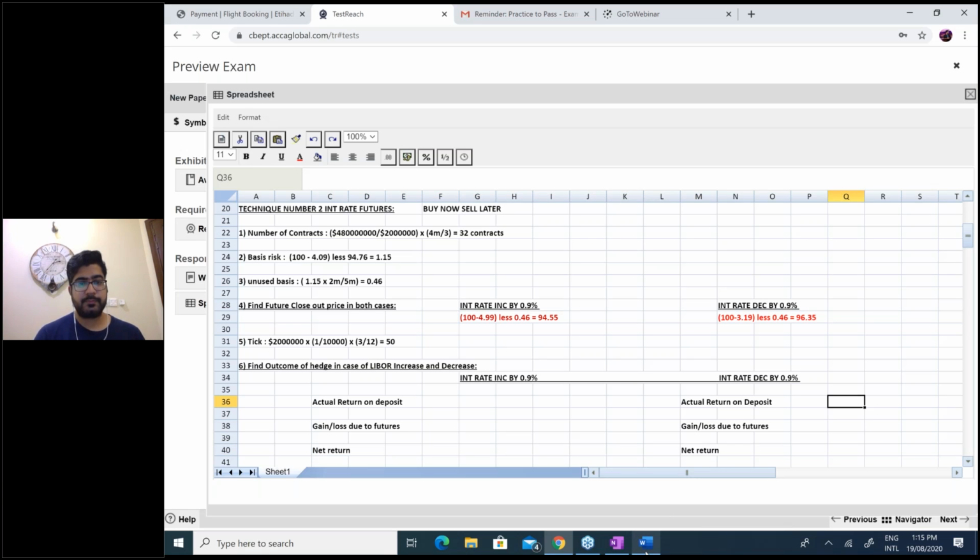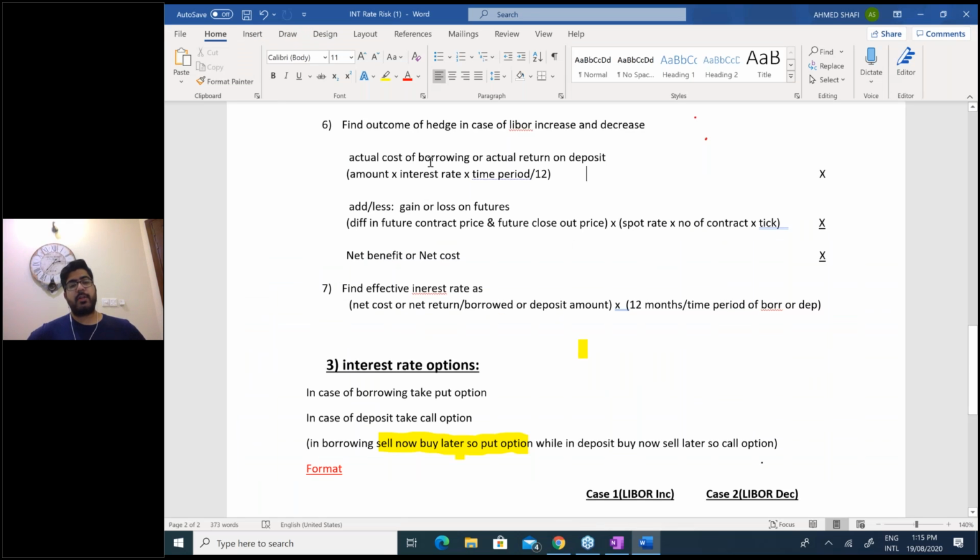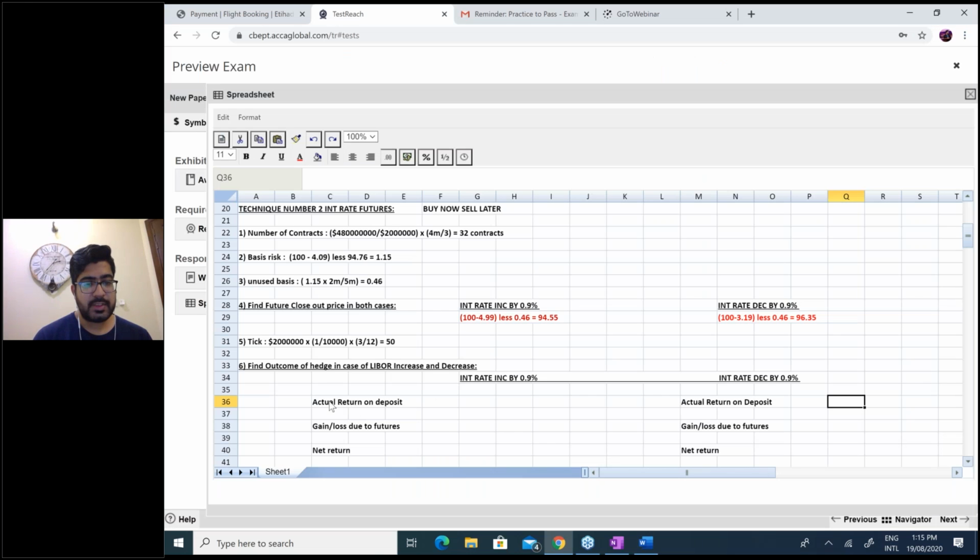You can check the format. It's actual cost of borrowing or actual return on deposit, add or less gain or loss due to futures. The formulas are given. You get net cost of return. It's a deposit case, so net return. Okay. Now you need to pay attention to 6 steps. The first step is very easy. Actual return on deposit. What is the formula?